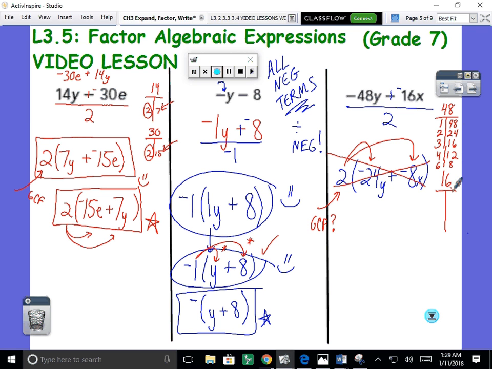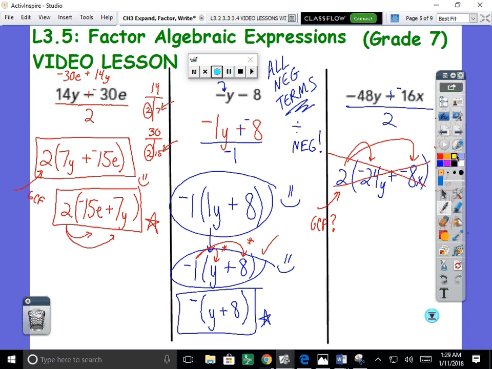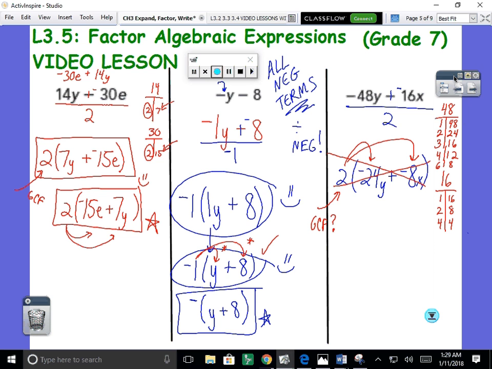All right, let's look at 16. 1 times 16 and 2 times 8 and 4 times 4. I think I got them all. How would you find the greatest common factor using this strategy? Well, you would go and ask yourself, what do they have in common? They both have 1s, but is there anything bigger?